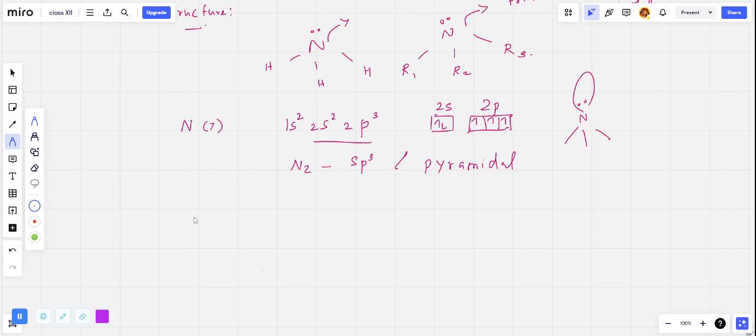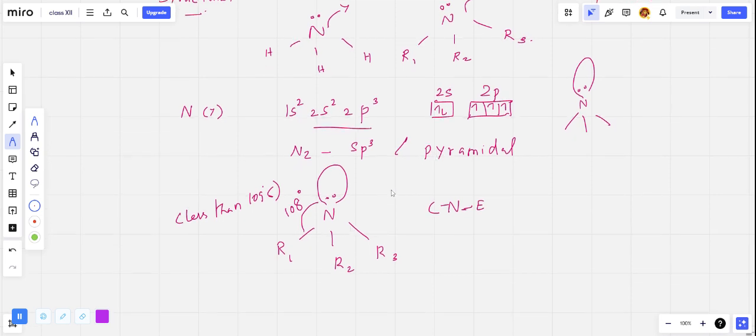Due to the presence of the lone pair of electrons, the angle is less than 109.5 degrees. For example, take an amine with R1, R2 and R3, with one lone pair of electrons. The angle between carbon, nitrogen, and the lone pair is less than 109, that is, about 108 degrees. 109 is for tetrahedral, but this one is trigonal. So this is all the structure of amines.